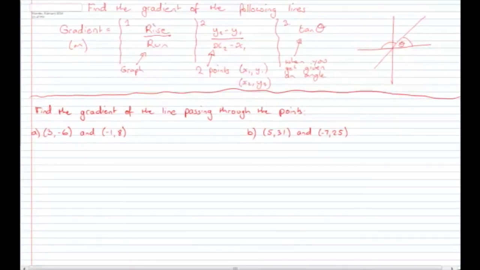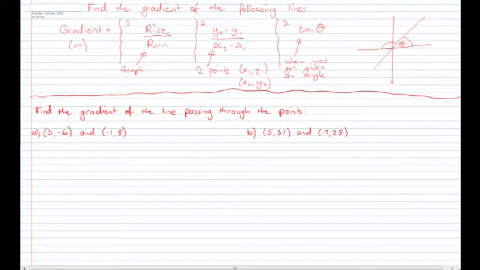In this example, you're going to get given 2 points and you're going to need to use those in order to find the gradient. So let's have a go. Alright, this type of question says find the gradient of the line passing through the points (3, -6) and (-1, 8), and then b, (5, 31) and (-7, 25).